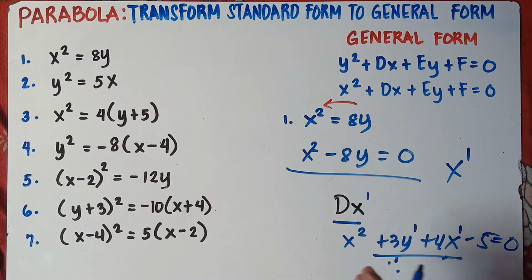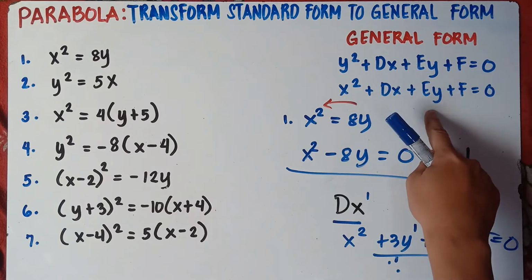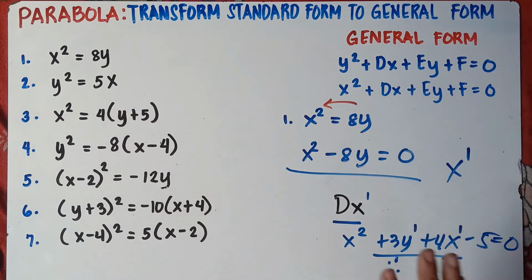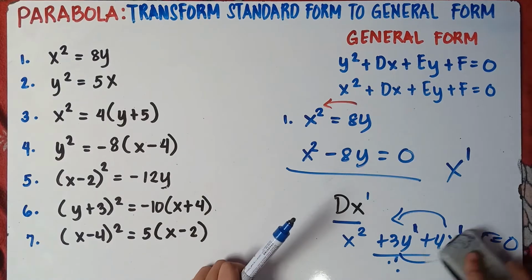So in algebra class, the letters are actually arranged. X comes first before y. That's why you have dx, and then next will be ey. So do not be confused about that one class. X should come first before y if they have the same degree, the same exponent, which is 1. This 4x should come first before 3y. That's why you have dx and ey. Do not be confused about that.